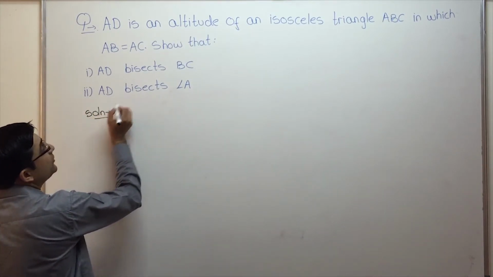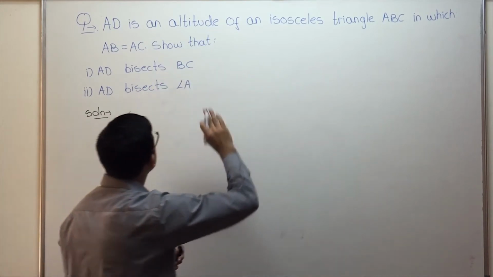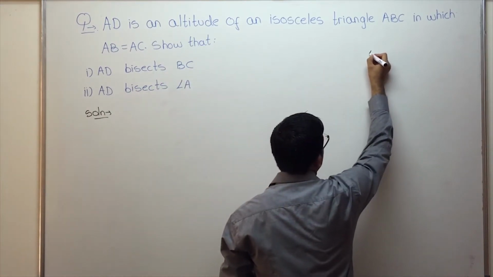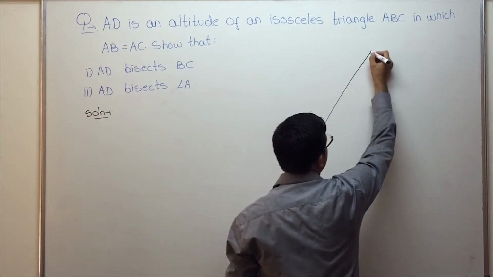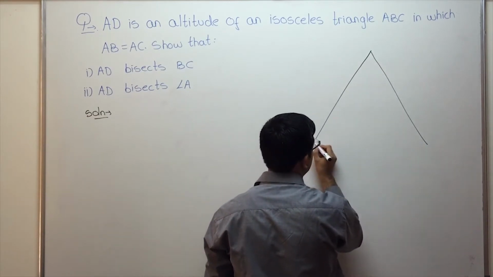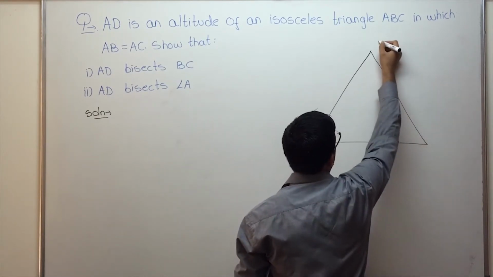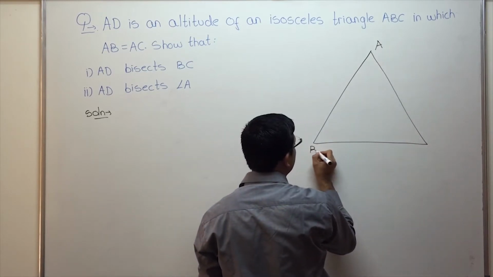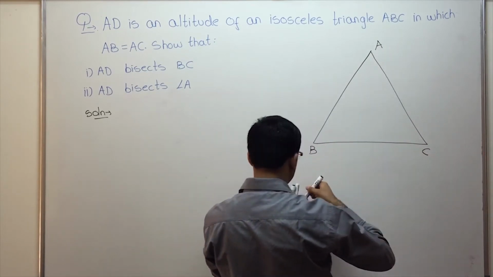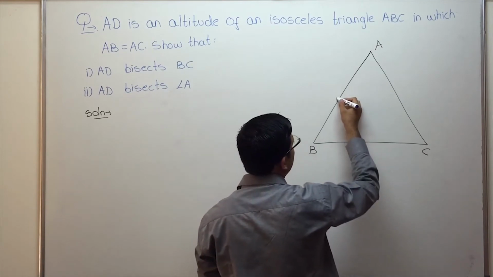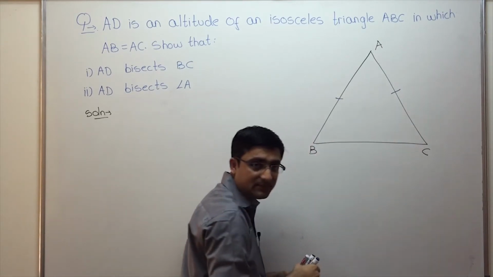So what do we have? We have an isosceles triangle ABC in which AB is equal to AC. So let me first draw an isosceles triangle ABC. So let's say this over here is our isosceles triangle ABC. Now what is given to us? AB is equal to AC. So immediately mark AB is equal to AC, right?